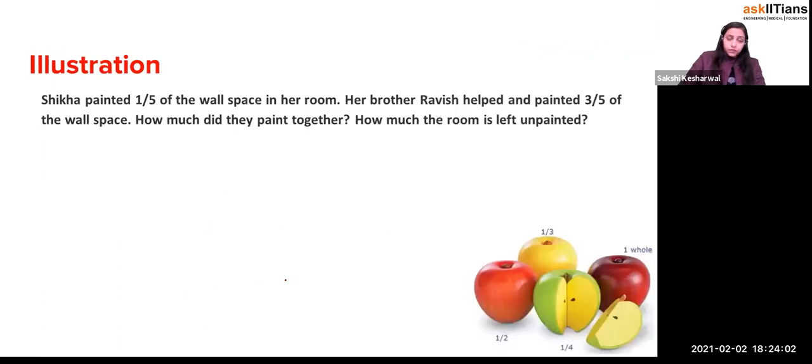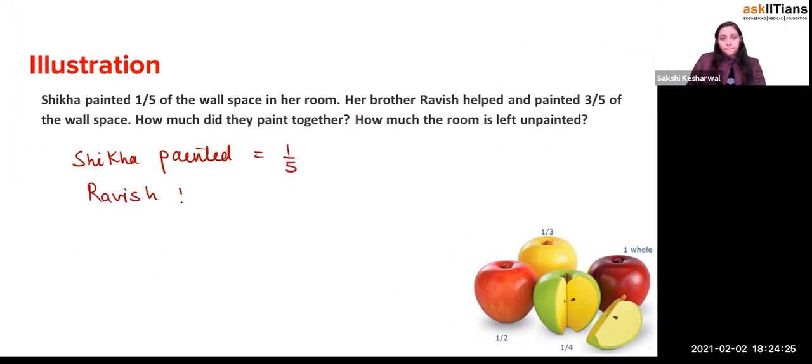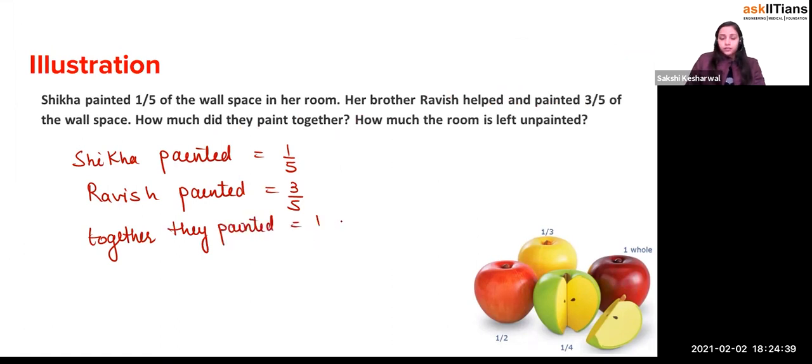Okay. Now it says that Shikha painted 1 by 5 of the wall space in a room, and her brother Ravish helped and painted 3 by 5 of the wall. How much did they paint together? So Shikha painted how much, beta? 1 by 5. And Ravish painted 3 by 5. So together they painted 1 by 5 plus 3 by 5, which is equals to 4 by 5, right?